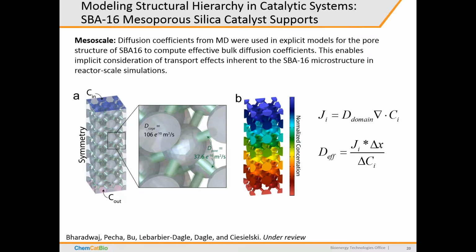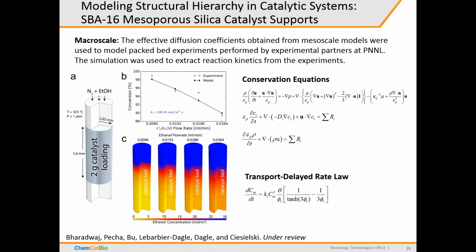That's great. That's what we need, because the experimental data that we're using was collected in a packed bed. Now that we have effective diffusion coefficients that essentially account for molecular level and mesoscale transport, we're able to overlay that with chemical reaction kinetics and compare directly against experimental data, and we can get very nice agreement. We can also extract chemical reaction kinetics for different systems.